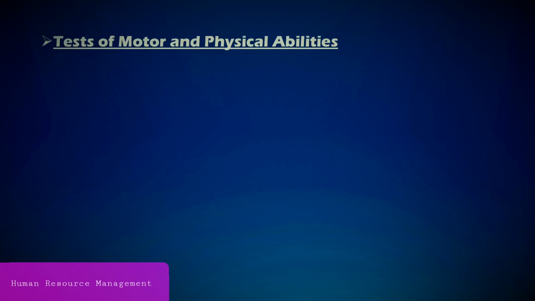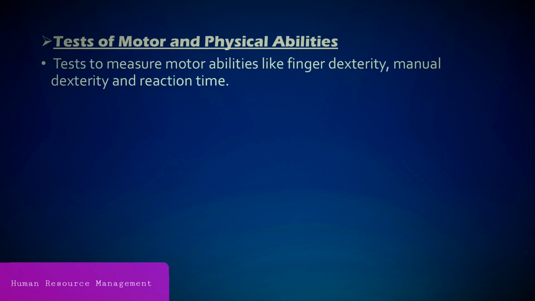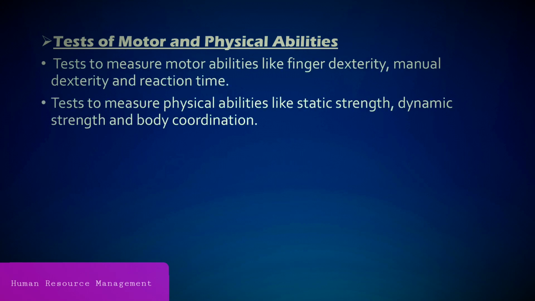The next one is tests of motor abilities and physical abilities. There are certain tests to measure motor abilities like finger dexterity, manual dexterity, and reaction time. And also there are certain tests to measure physical abilities like static strength, dynamic strength, and body coordination.